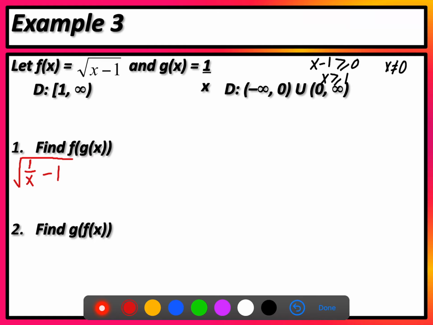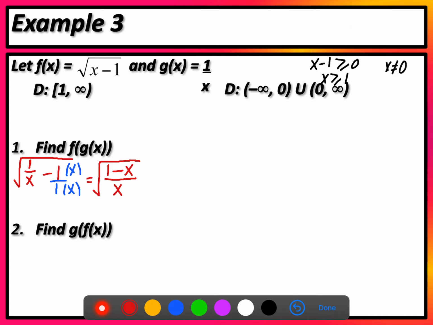Okay, I'm going to want to make a common denominator inside. So I'm going to put the whole number over 1, and I'm going to multiply top and bottom by x, so that I can put these together as (1 minus x) over x. Okay, so that is my new function.